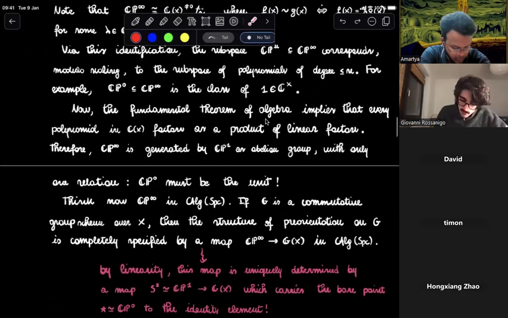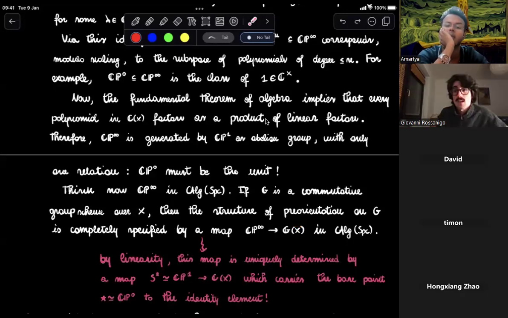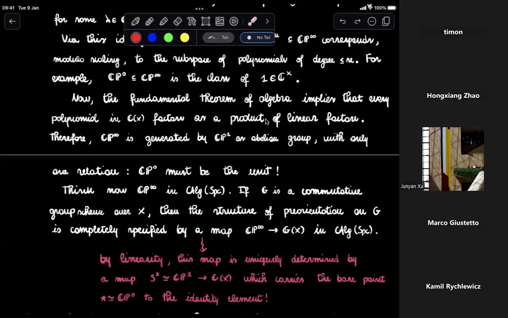In particular, giving an orientation, so giving a map of commutative algebra objects in spaces between CP infinity and the global sections of our group scheme, is something that is completely determined whenever we fix a map from the two sphere to the global sections, modulo the relation that we have to send the base point to the identity element. It has to be a map of commutative algebra objects.